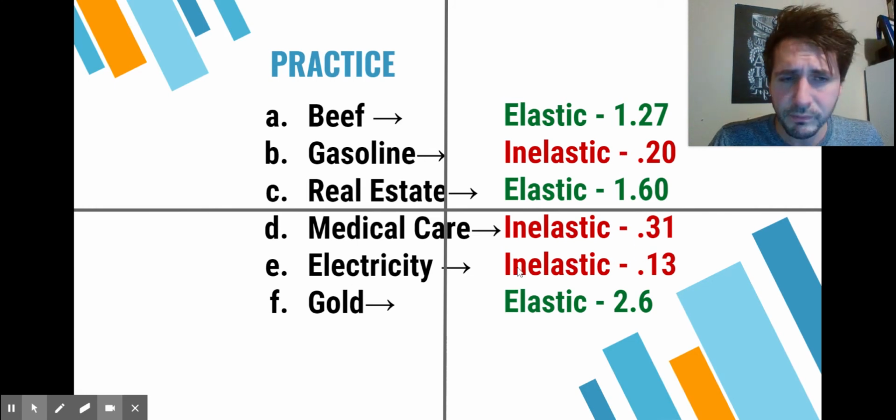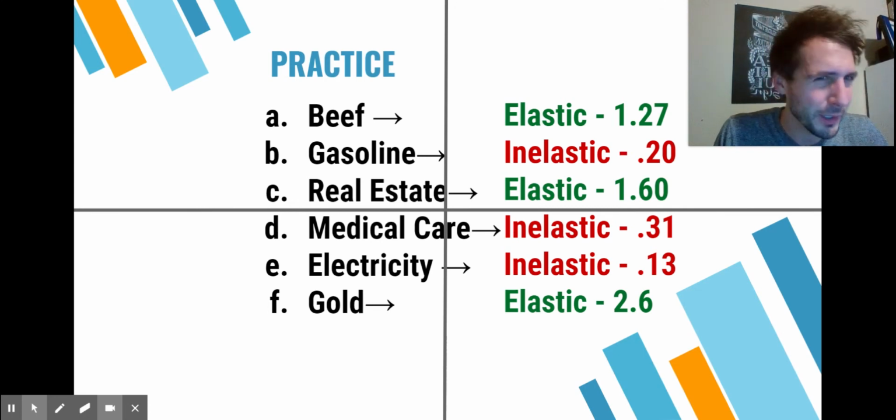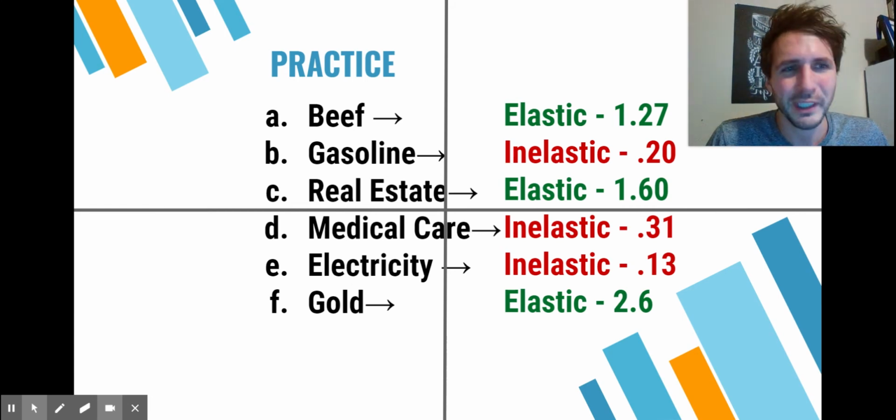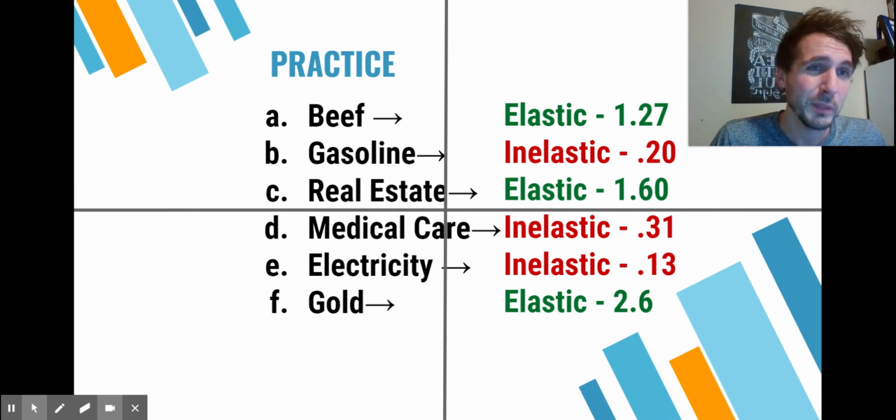no matter what. Electricity is the most inelastic good or service that we have in the United States because what are you going to do if you don't have electricity? You're just going to keep paying that bill. And then gold is highly elastic. In fact, it's the most elastic of all of our goods because you don't really need gold.